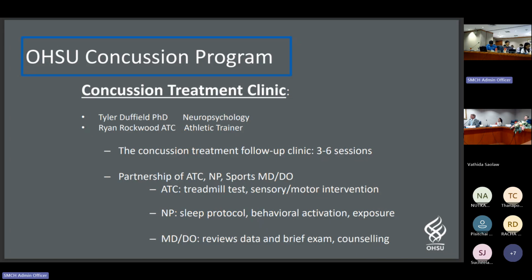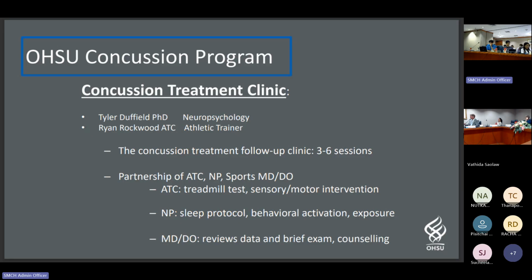So we also have this treatment clinic in our clinic that is run by neuropsychology and behavioral health specialists. And it just shows the athletic trainer works on a treadmill test, which I'll talk about. The neuropsychologist works on sleep protocol and behavioral activation. And then the MD and DO just review most of this.